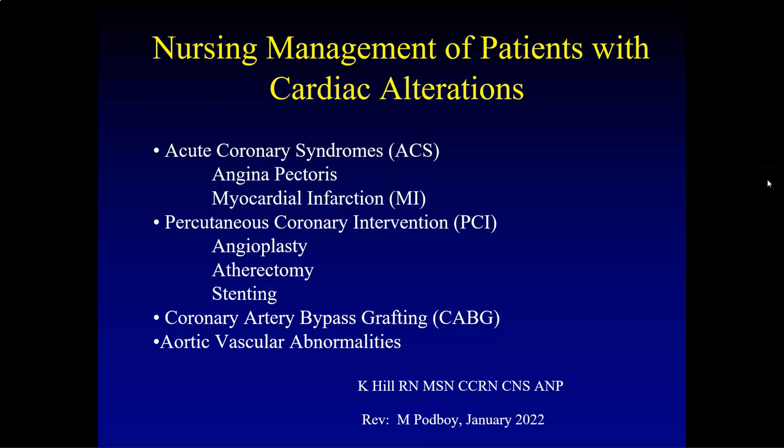Hi, everyone, and thank you for joining me today for our lecture on ACS and AMI components of the critical care spectrum. Today, we're going to be just going over lightly and talking about the acute coronary syndrome categories. We're going to talk about some PCIs, some percutaneous interventions that we do for MIs and for heart issues. Examples right there: angioplasty, atherectomy, and stenting.